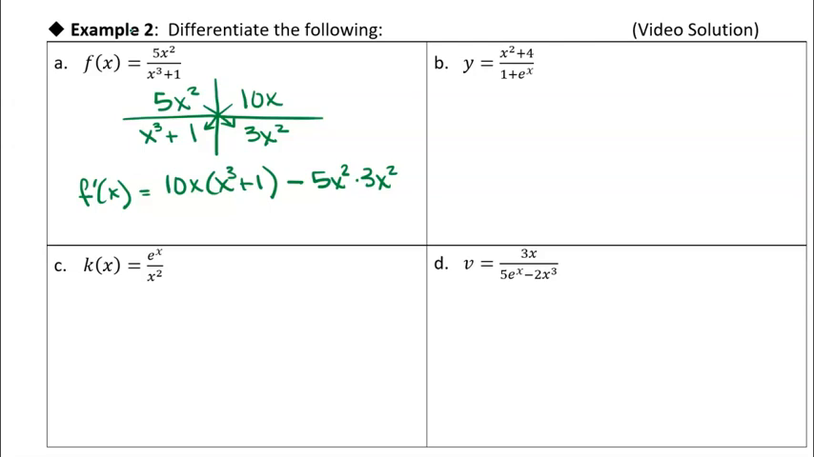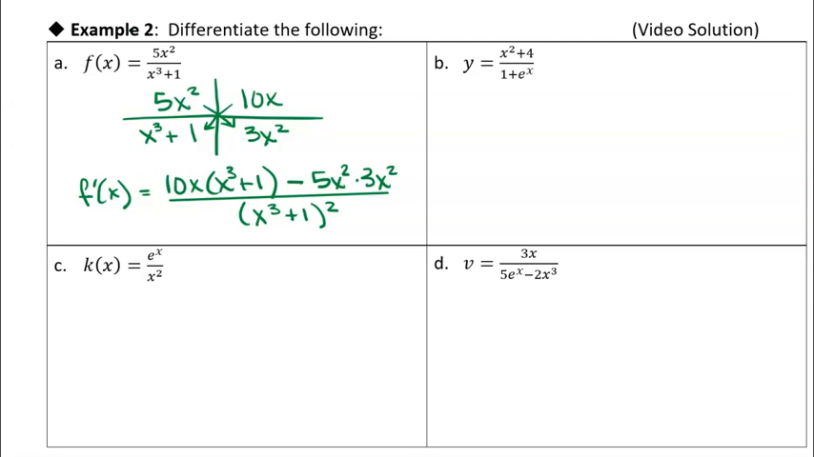That would be fine with me. That little simplification is just fine. All right, and then all of that over, remember it's the quotient rule, so we have to divide everything by the denominator squared. So x cubed plus 1 squared. Boom, that's it, you're done.